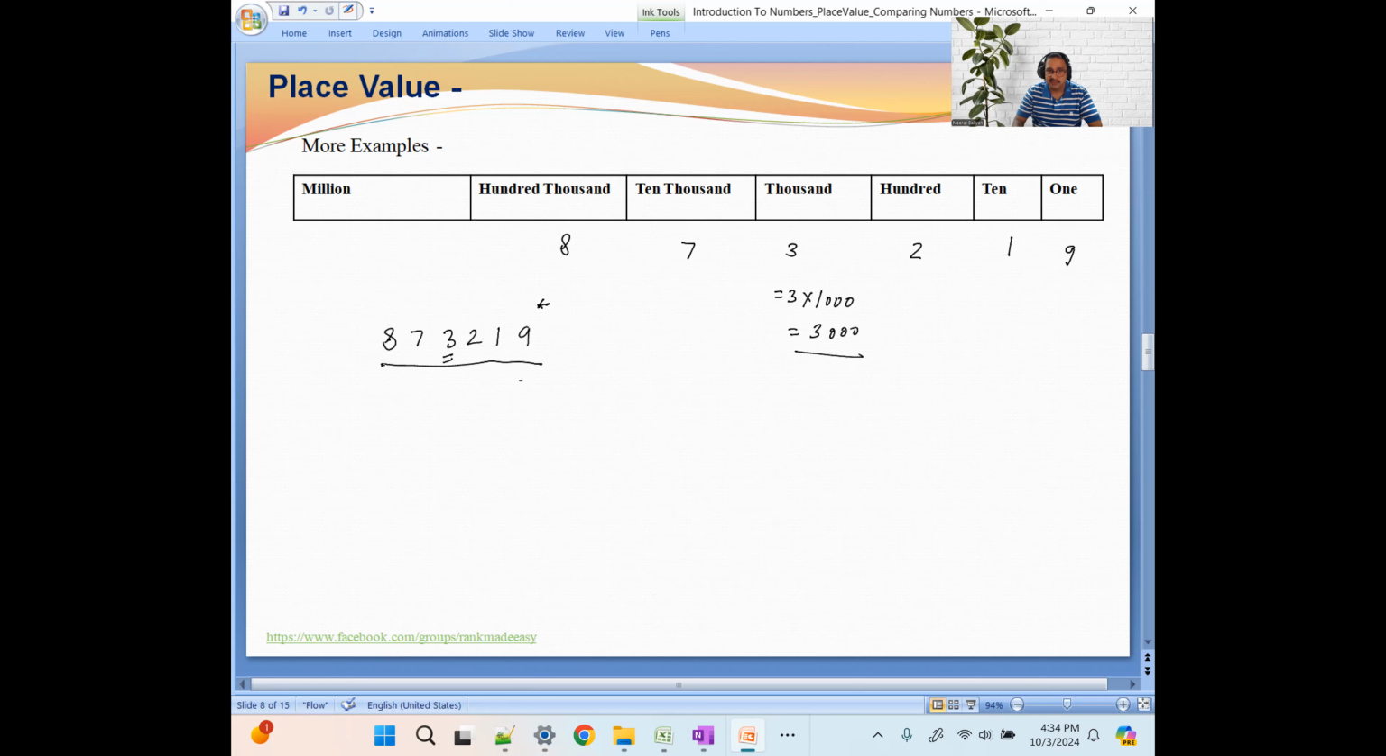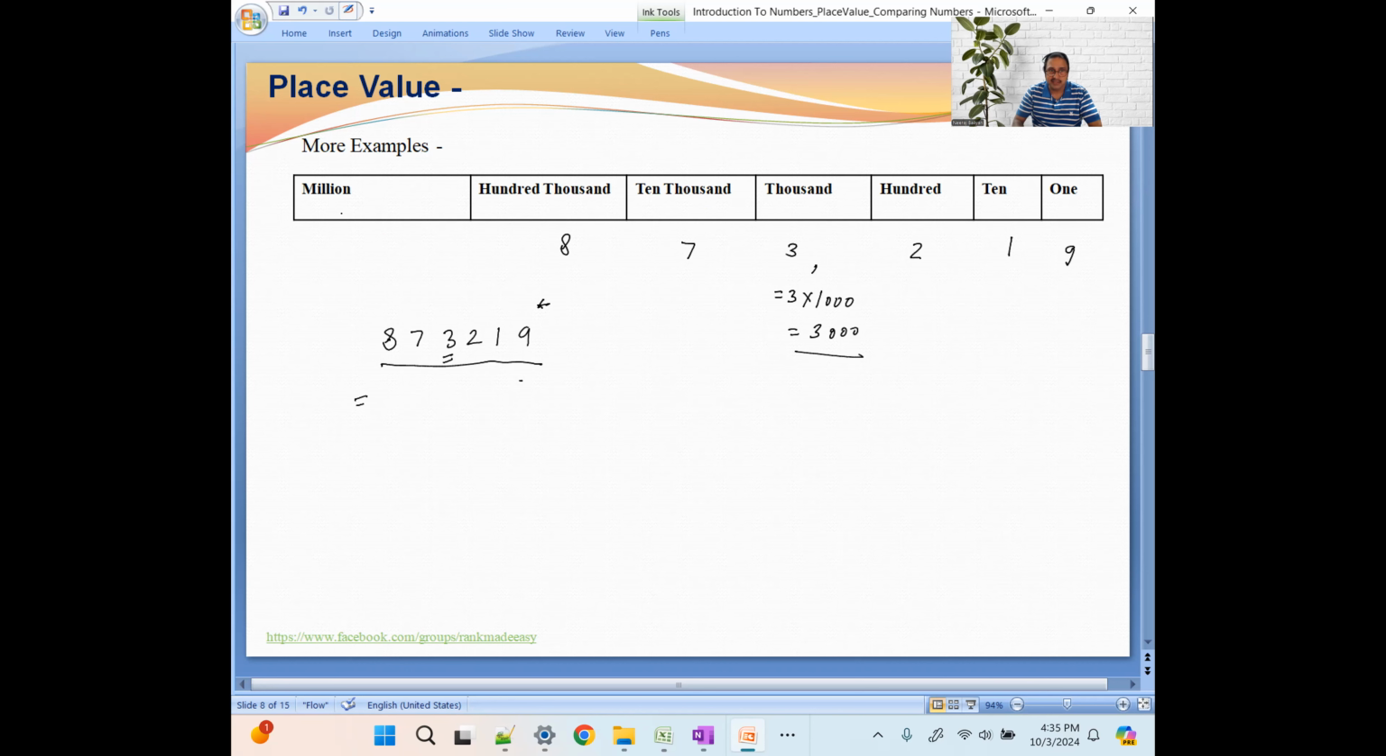You have to spell it in mathematical terms. So what is this number? If somebody asks you, how will you spell this? This is 873,219. So how many hundred thousands are there? 8. How many 10,000s are there? 7. How many thousands are there? 3. So you have to spell it 873,219. This is how you will spell this.